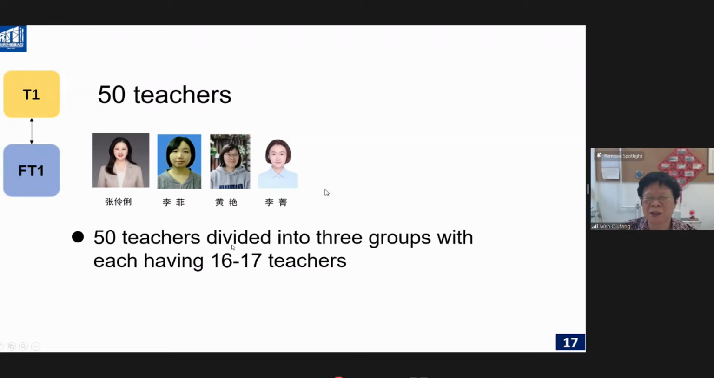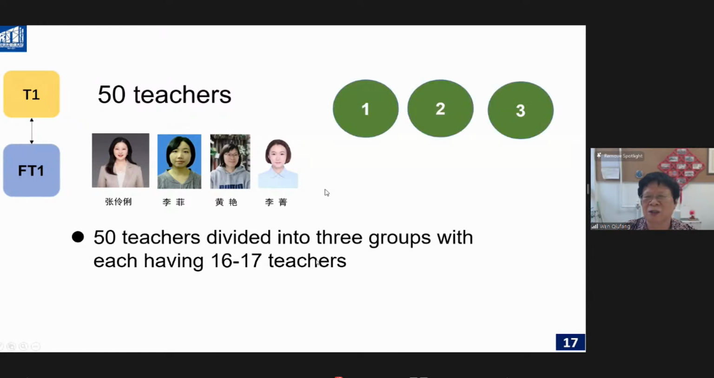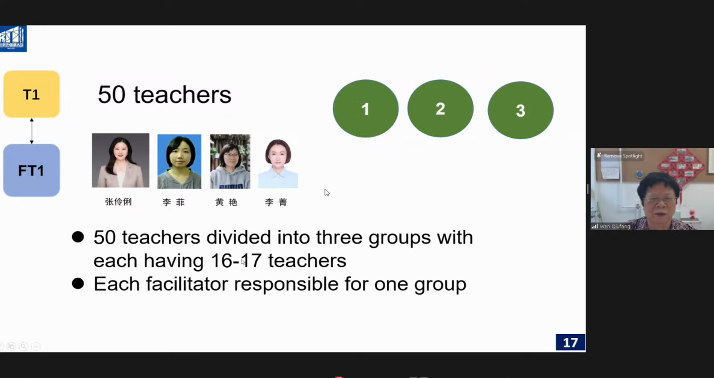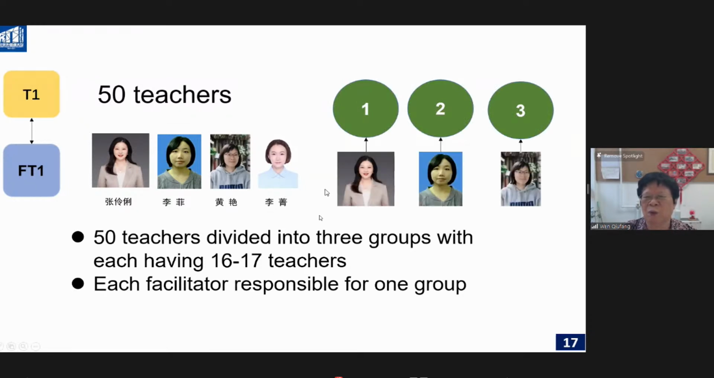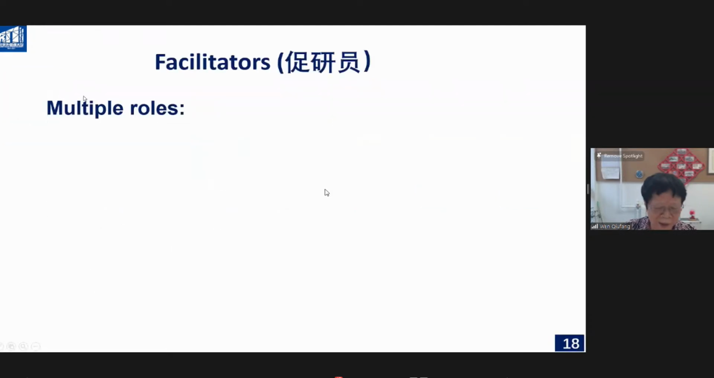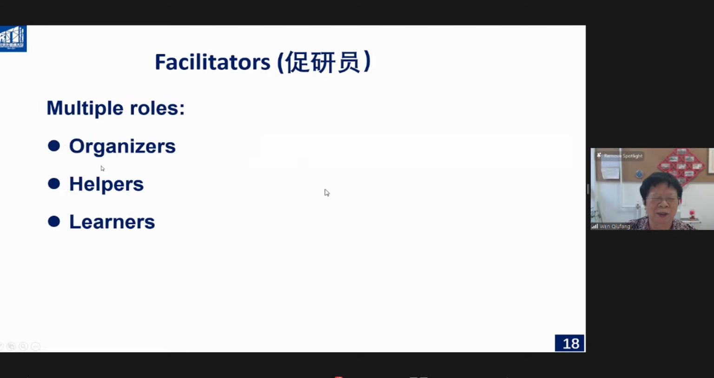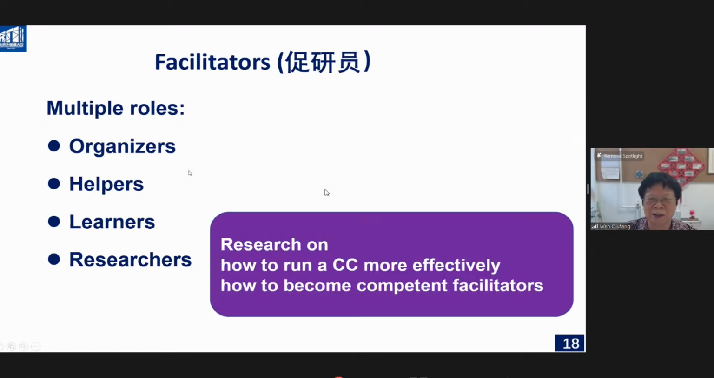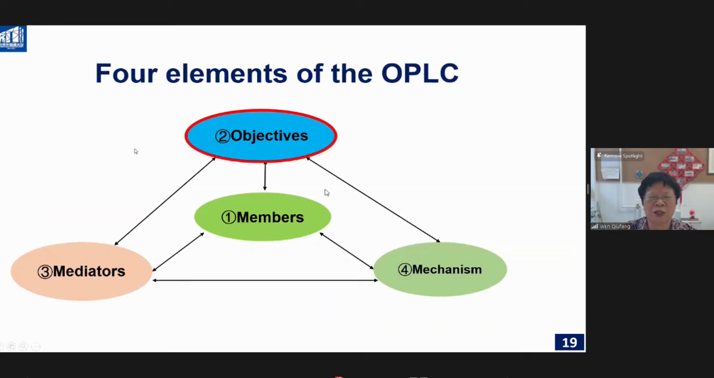And the 50 teachers are divided into 3 groups, with each having 16 or 17 teachers. We got 3 groups. So then each facilitator is responsible for 1 group. You can see this is kind of structure. And for facilitators, we have multiple roles to play. They are organizers, helpers, learners, and researchers. So we are doing research on this CC. What we research is how to run a CC more effectively, how to become competent facilitators. Now, let's look at the objectives.